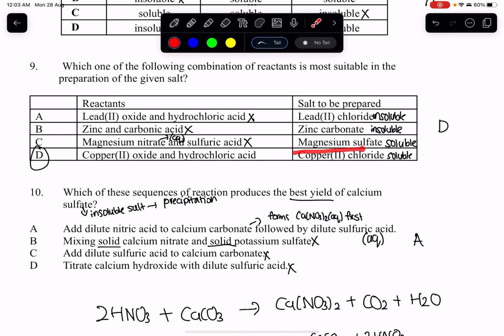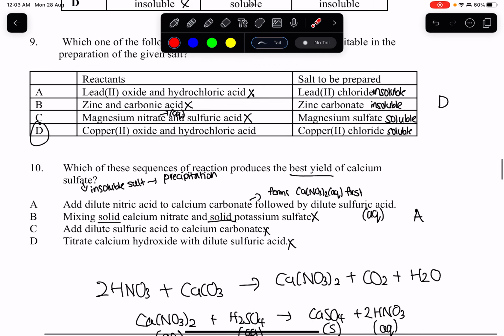Okay, C, magnesium sulfate is soluble, and D, copper(II) chloride is soluble. Which means you will need insoluble base plus acid because they are non-SPAR soluble salts. C is wrong because magnesium nitrate is soluble. So the answer has to be D, where you use insoluble copper(II) oxide and hydrochloric acid. So it's insoluble base plus acid.